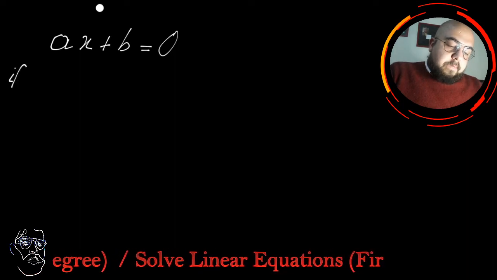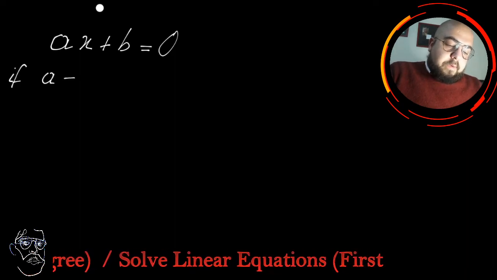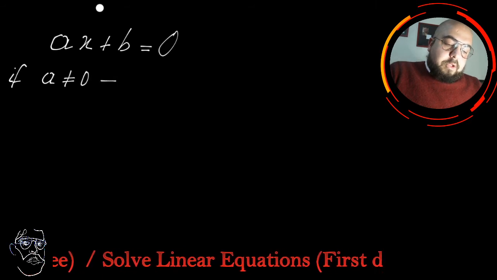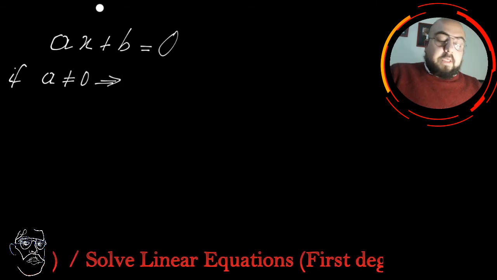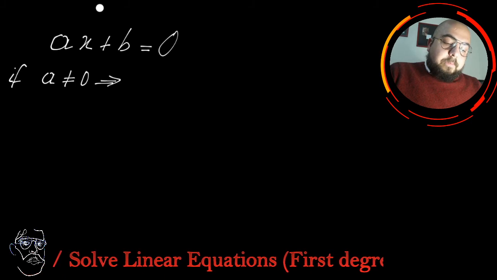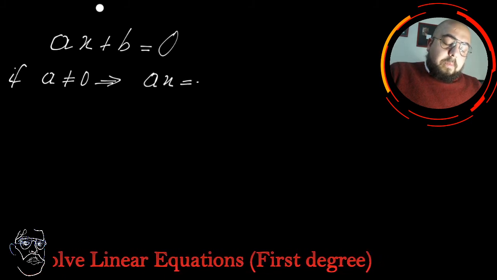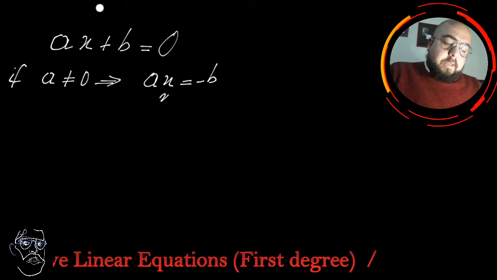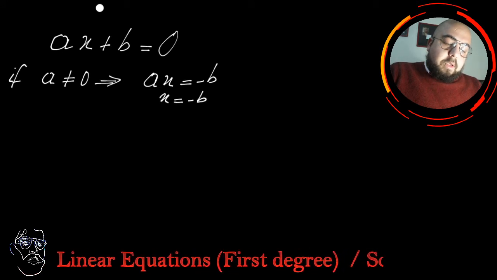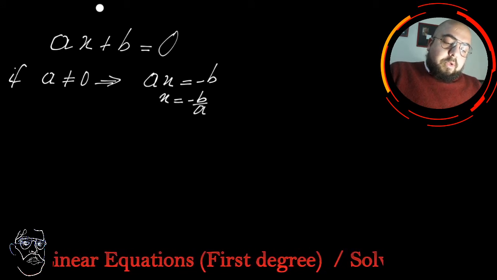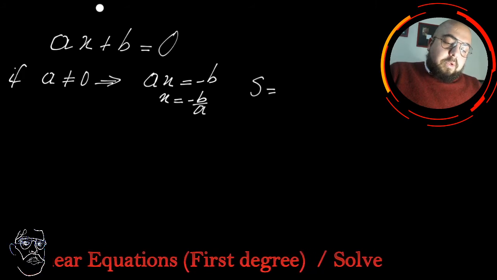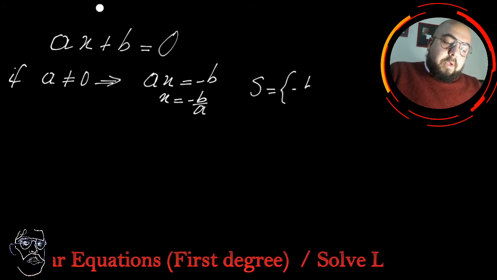We should say if a is different than 0, so the equation will remain first degree, and we can have ax is equal to minus b, so x is equal to minus b over a, so the solution or the root is equal to minus b over a.